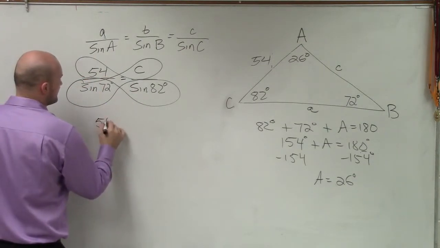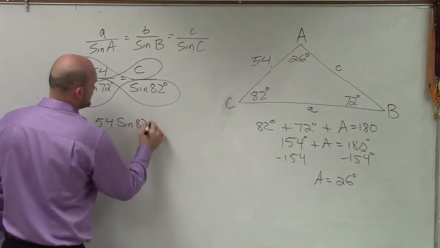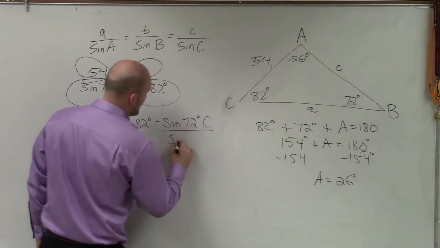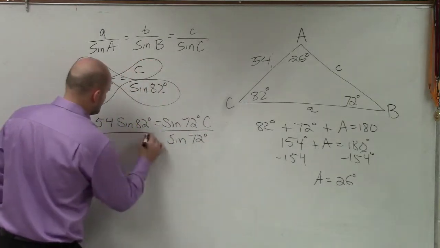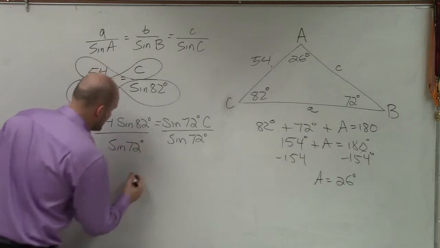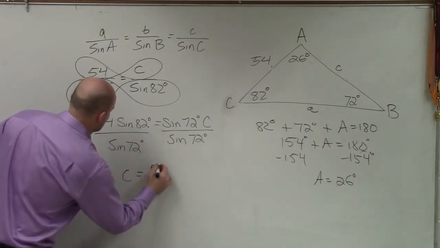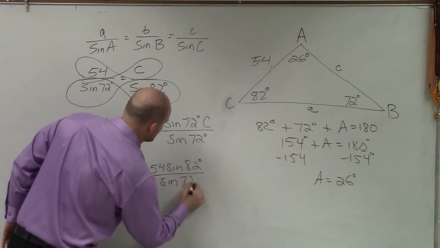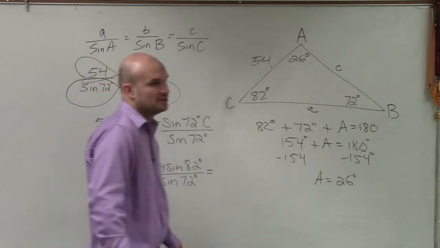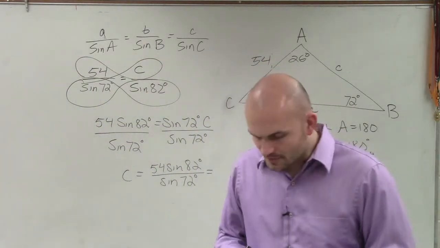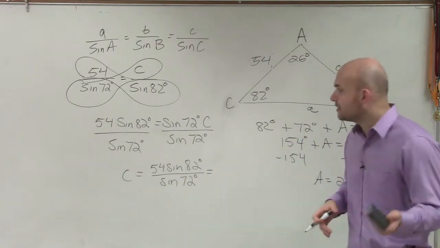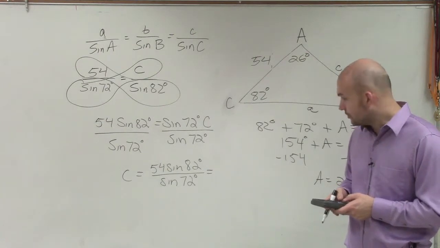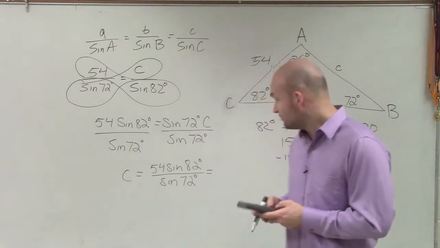So I have 54 times the sine of 82 degrees equals the sine of 72 degrees times C. Divide by the sine of 72 degrees on both sides. I can now say that C equals 54 sine of 82 degrees all over the sine of 72 degrees, which we will be looking for in a decimal approximation. If you do not have a scientific or graphing calculator, please make sure you have one available for your homework and your test, because it will be necessary.